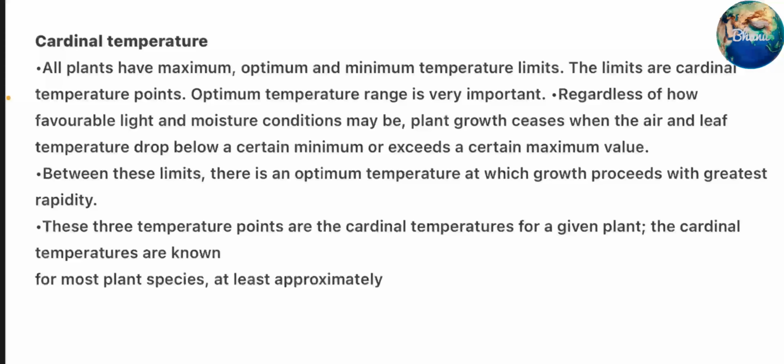Regardless of how favorable light and moisture conditions may be, plant growth ceases when the air and the leaf temperature drop below a certain minimum or exceed a certain maximum value. Between these limits, there is an optimum temperature at which growth proceeds with greatest rapidity. These three temperature points are the cardinal temperatures for a given plant. The cardinal temperatures are known for most plant species, at least approximately.